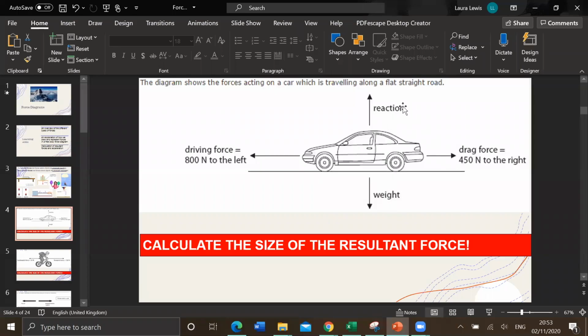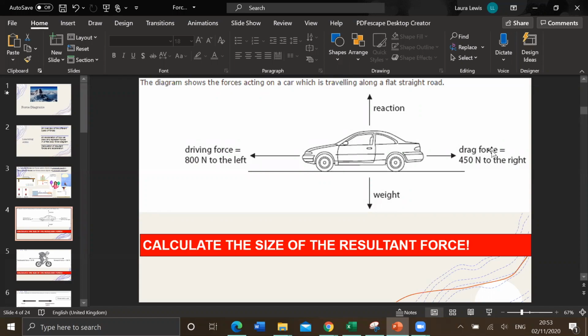Weight, reaction force, so that's another name for the contact force. Sometimes it's called reaction or normal reaction or normal contact. They're all the same force. It just opposes the force of weight. Okay. Drag force. So yeah, only in physics, sometimes things are called different things, but they're the same thing. So always look it up. So reaction or normal contact or normal reaction, they're all the same force.